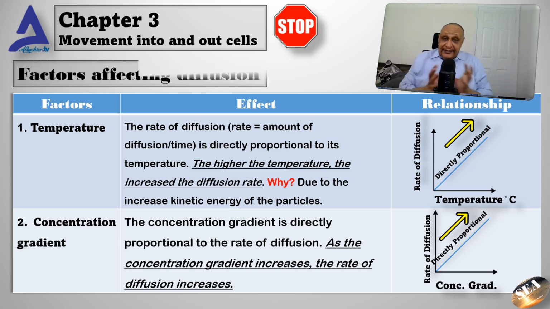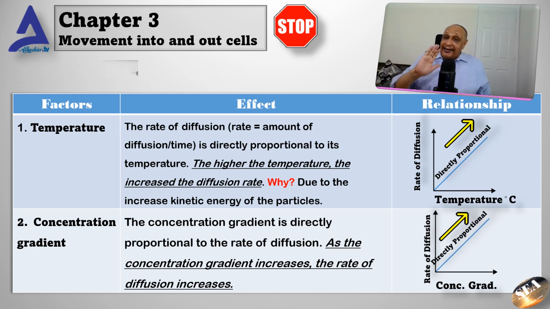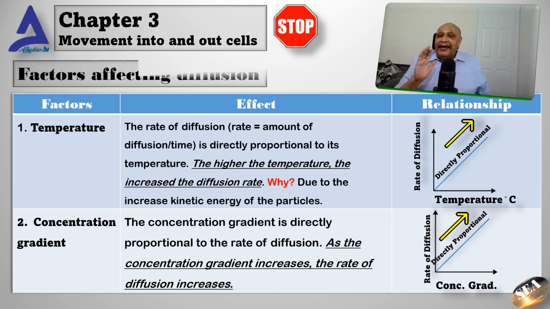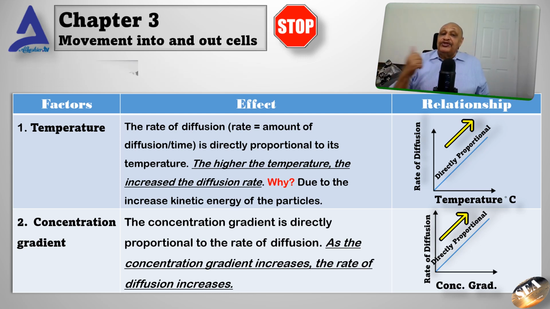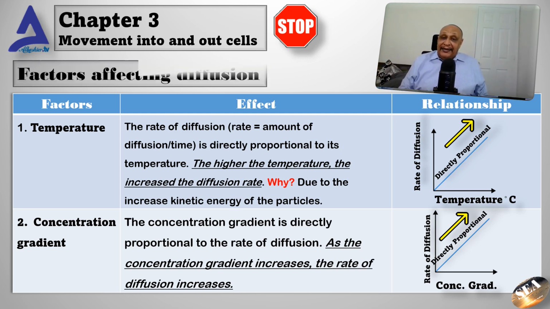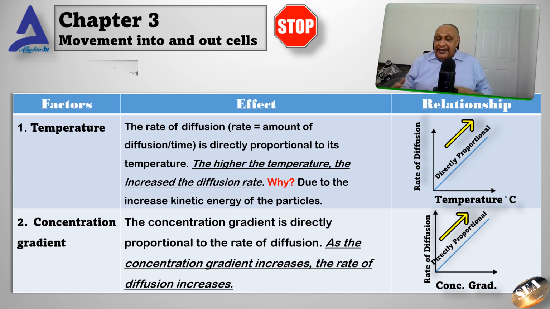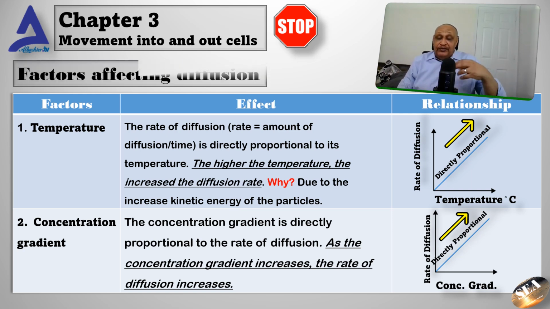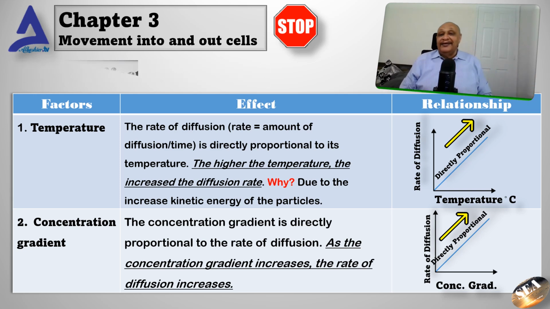So by this, we can say the rate of diffusion is directly proportional to its temperature. When we say directly proportional, it means a linear positive relationship or proportion. So the rate of diffusion increases by increasing the temperature, and vice versa. The rate of diffusion decreases by cooling the temperature.